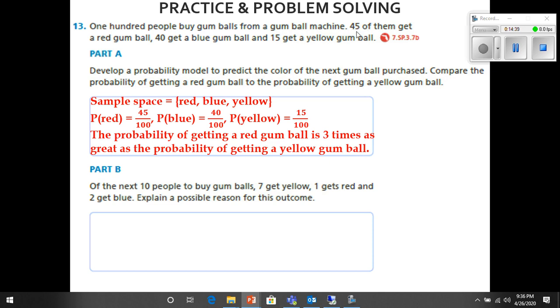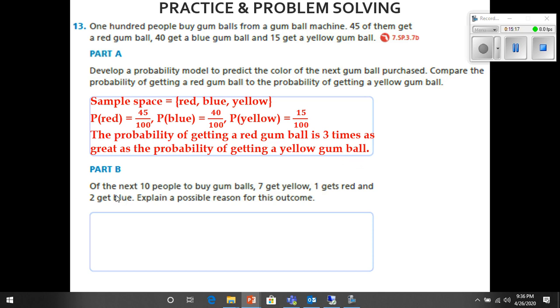Why is that? Because 45 over 100, we got to divide both of those by 5. That'd be 9 out of 20 chance for a red gumball. A yellow one is 15 over 100. If we divide the numerator and the denominator by 5, that's going to be 3 out of 20. So remember, 9 is 3 times as much as 3. And that's why we would get 3 times as many red ones as we would yellow ones.